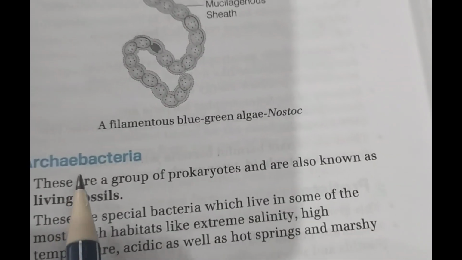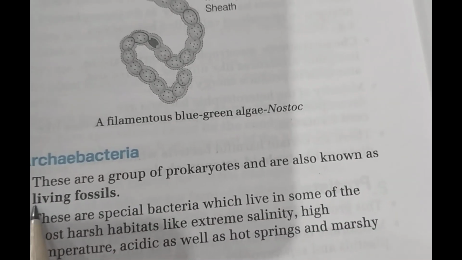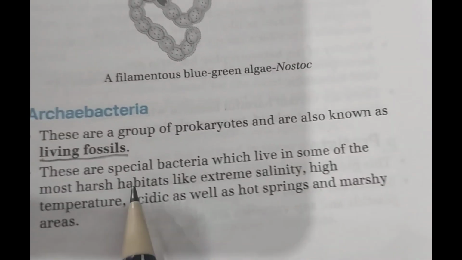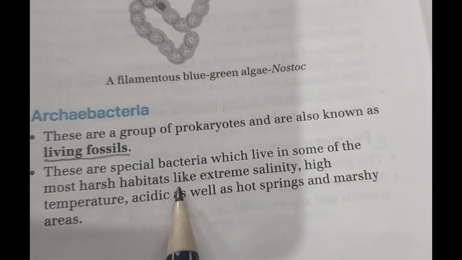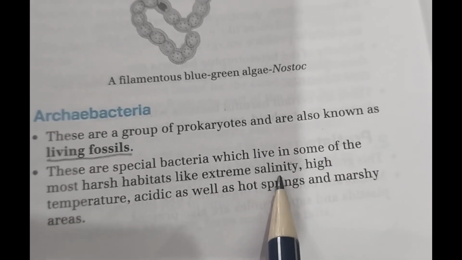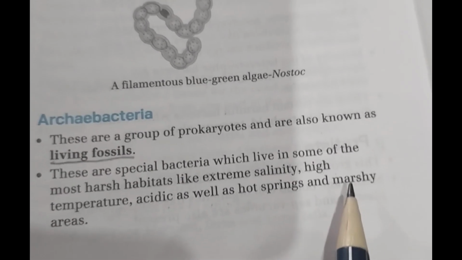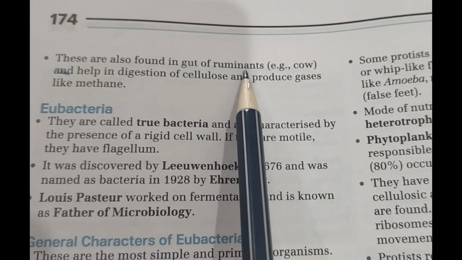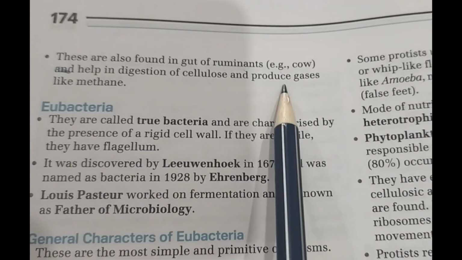Now we'll study archaebacteria. These are a group of prokaryotes and also known as living fossils. This question can come, which is known as the living fossils, so you can say archaebacteria. These are special bacteria which live in some of the most harsh habitats like extreme salinity, high temperature, acidic conditions as well as hot springs and marshy areas. These are also found in the gut of ruminants, for example cow, and help in the digestion of cellulose and produce gases like methane.